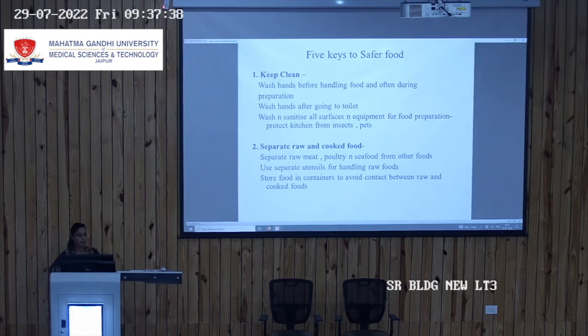Second is separate raw and cooked food, because raw food can be a source of infection to the cooked food. So separate raw meat, poultry and seafood from other foods. Use separate utensils for handling raw food, and store food in containers to avoid contact between raw and cooked food.